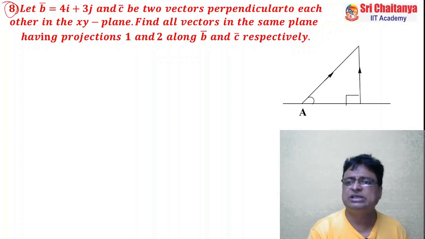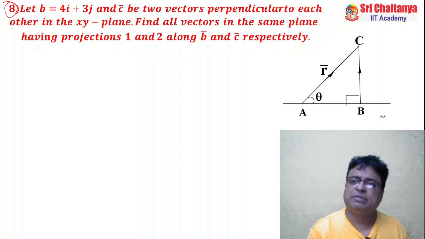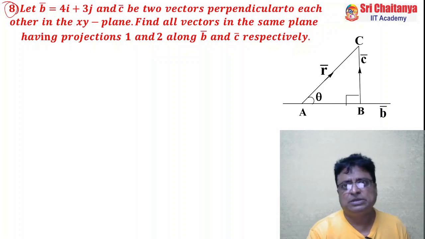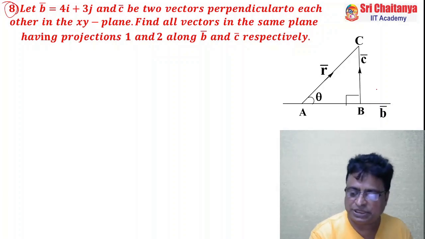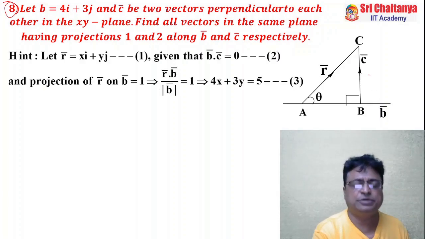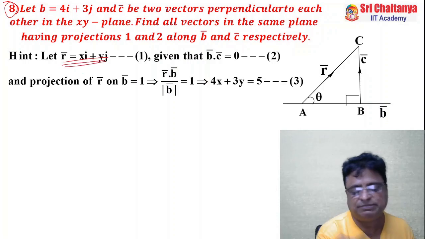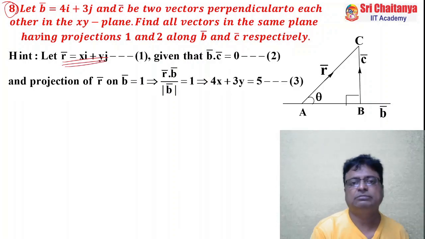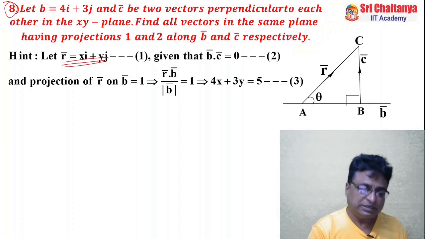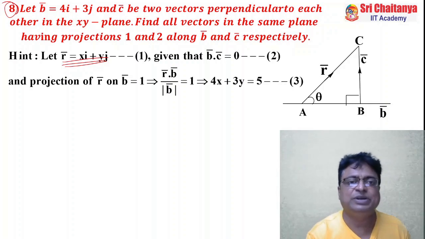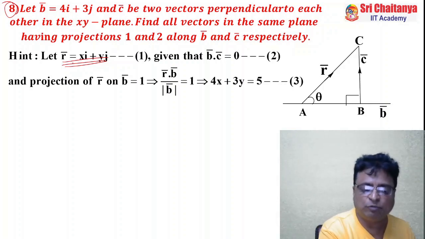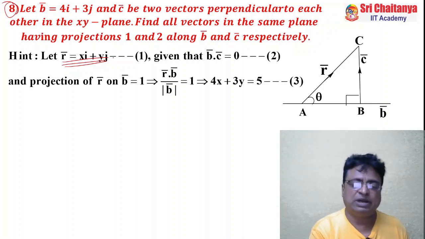So what I am doing is, see, this is my A, B, C and this is my R bar. This is my B bar. Okay. So this is my C bar. So what is given? B bar and C bar are perpendicular to each other. Let R bar be equal to xi plus yj. You take the general vector, because it is in the xy plane. Suppose if it were in the Oxyz space, then I may take R bar equal to xi plus yj plus zk. Since it is in the xy plane only, I have taken R bar equal to xi plus yj.